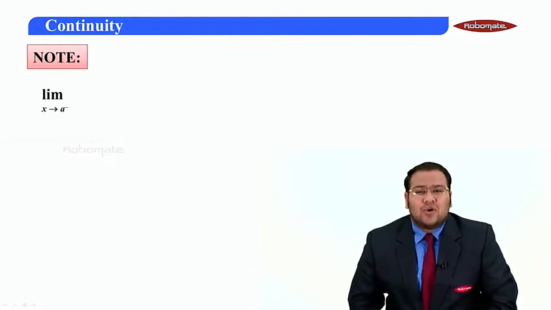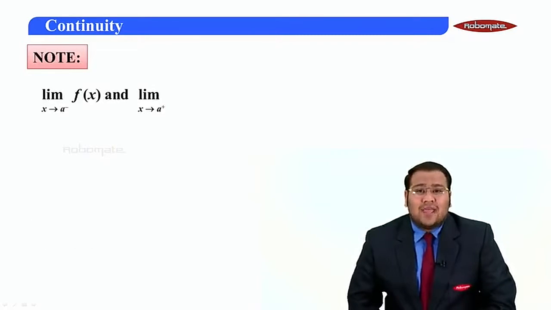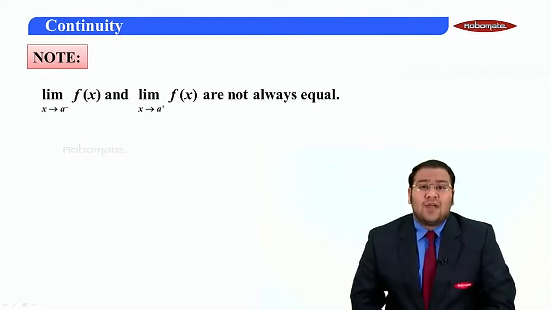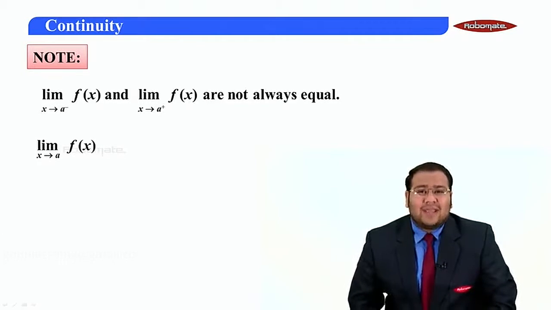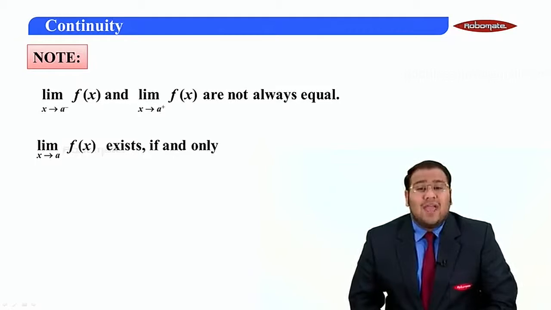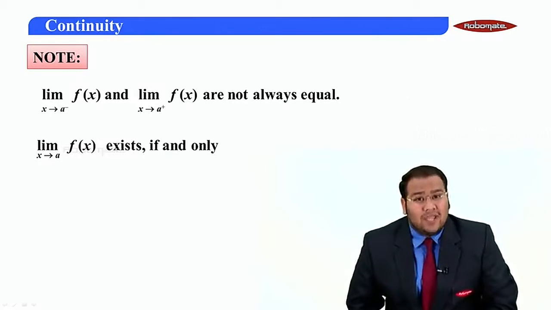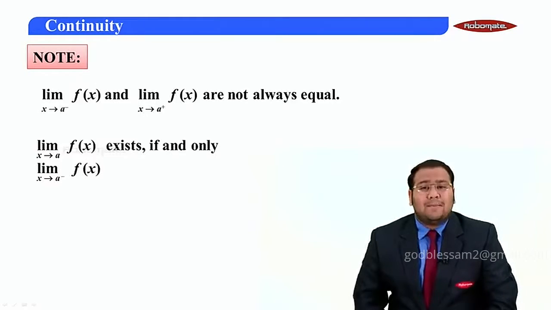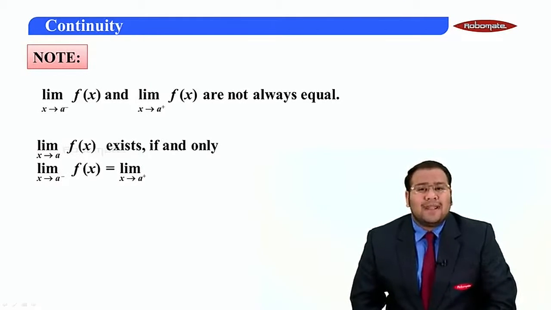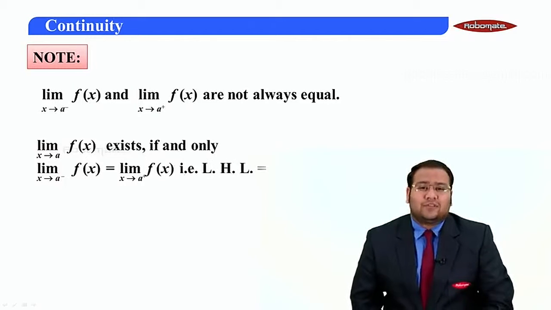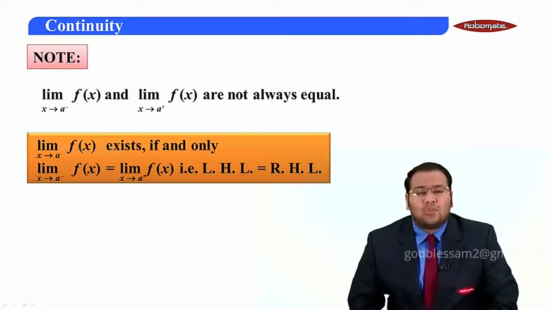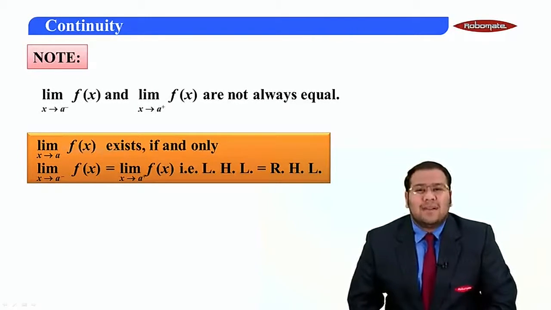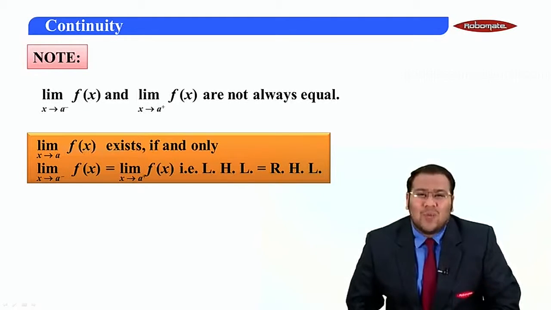Moving ahead, note this point. Limit x tending towards a minus of f of x and limit x tending towards a plus of f of x are not always equal. Why, how, when? This is what we are going to do in this chapter. So, limit x tending towards a of f of x exists if and only if limit x tending towards a minus of f of x is equal to limit x tending towards a plus of f of x. In other words, if the left hand limit and the right hand limit both exist and are equal, only then can I say that limit x tending towards a of f of x will exist.